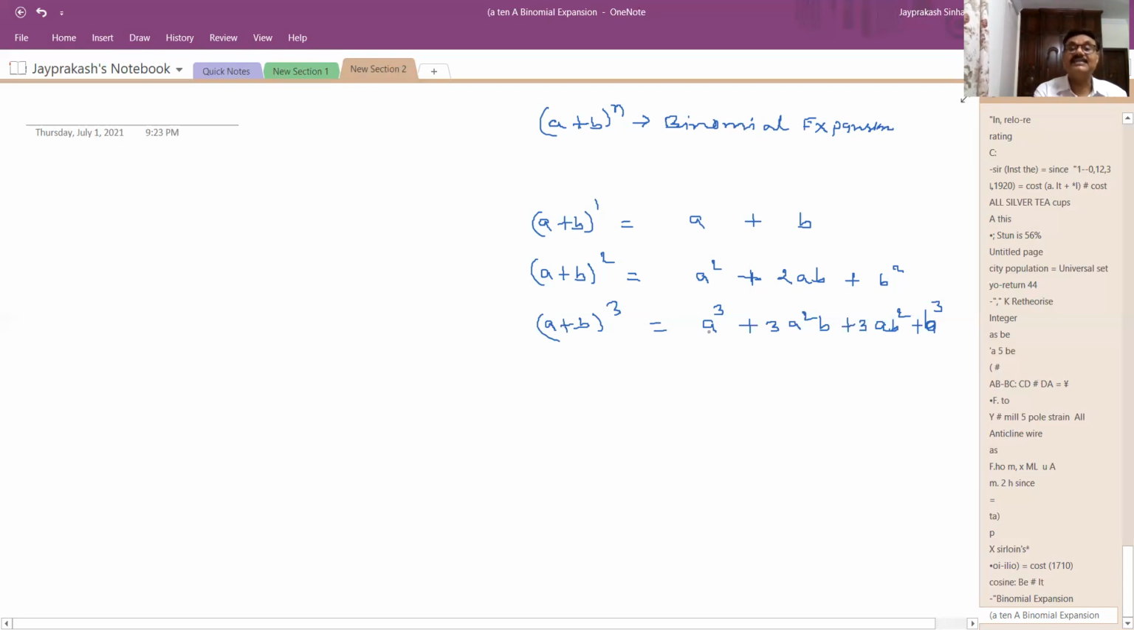Here, in this case, the coefficient of a³ is 1. The coefficient of a²b is 3. The coefficient of ab² is 3. And the coefficient of b³ is 1. Like that, if you write the coefficients of all these terms, what will you get?